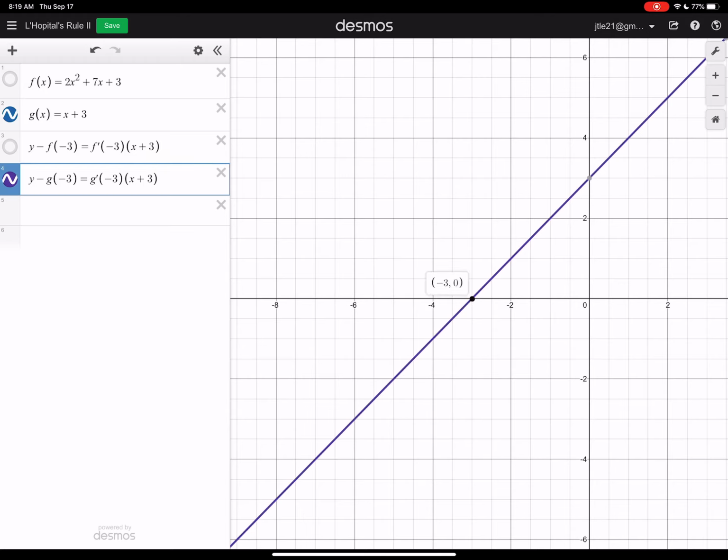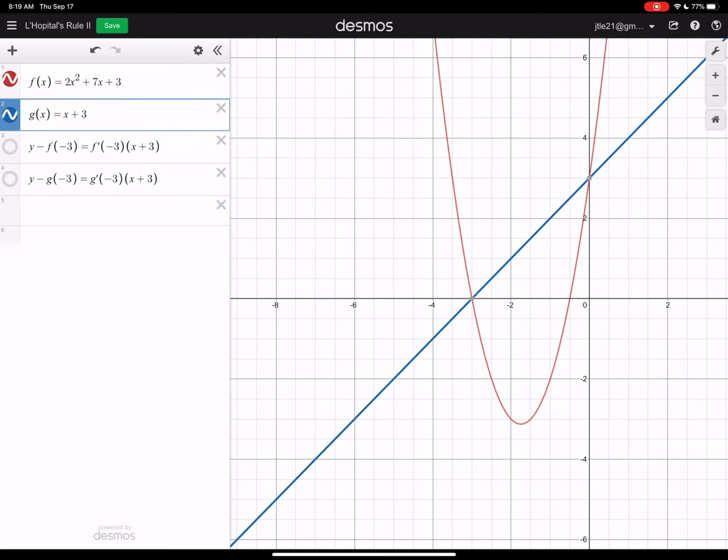So the derivative of g of x at -3 is just a constant 1, all right? And it produces this same line here. So here's what he figured out. Right here, I'm showing both f of x and g of x. Right here at -3, both f and g have a limit of 0 as x approaches -3. But 0 over 0 gives us something undefined.